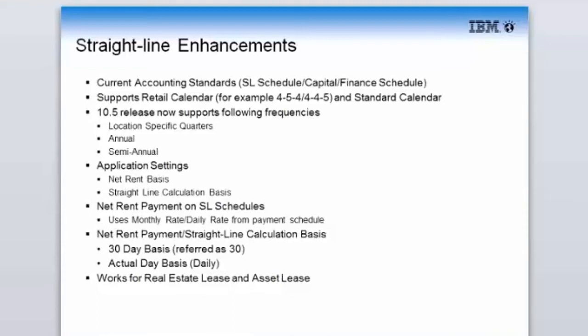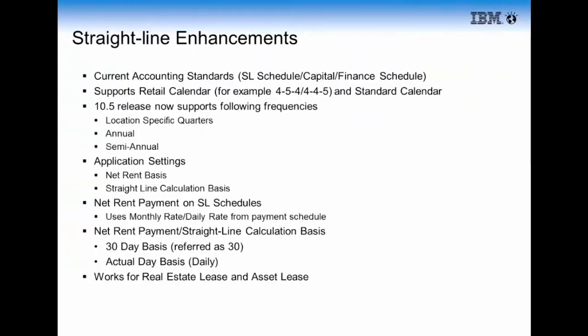Currently, in our product, we are focused only on making these changes for current accounting standard. We focus on straight line schedule, capital, and finance schedule. When we say straight line schedule, we are talking about an operating lease. Capital lease is a US-driven FASB lease, and finance lease is what they call internationally IFRS, IASB, and FASB is FASB and GAAP.